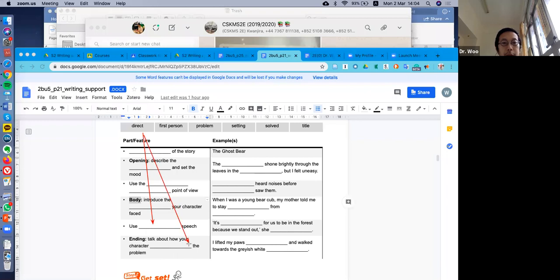Now, we can think about the ending of the story. How do you or the other characters solve the problem? Okay, so first, you have to have a problem. Then, how do you and the other characters solve the problem? If you solve the problem. So maybe take a few moments to think about that.